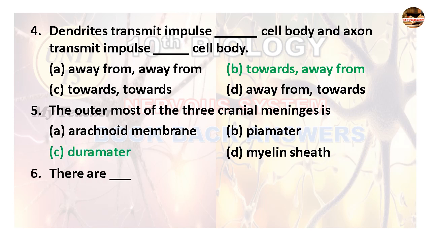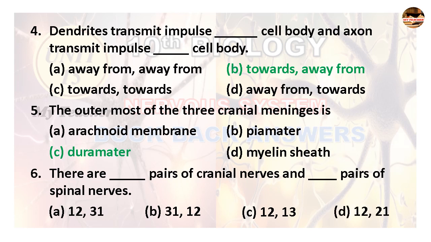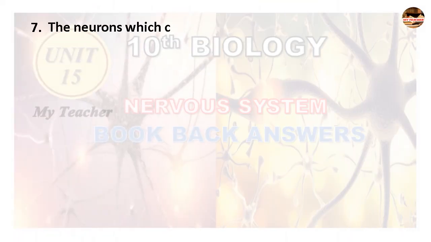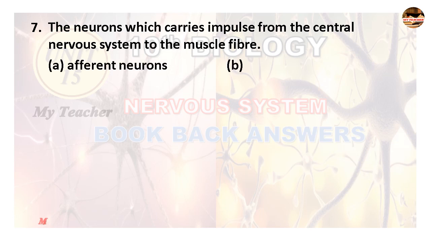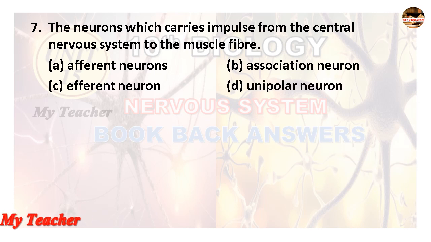Sixth question, there are dash pairs of cranial nerves and dash pairs of spinal nerves. Options: 12, 31; 31, 12; 12, 13; 12, 21. Correct answer is 12, 31. Seventh question, the neurons which carry signals from the central nervous system to the muscle fiber are afferent neuron, association neuron, efferent neuron, unipolar neuron. Correct answer is efferent neuron.